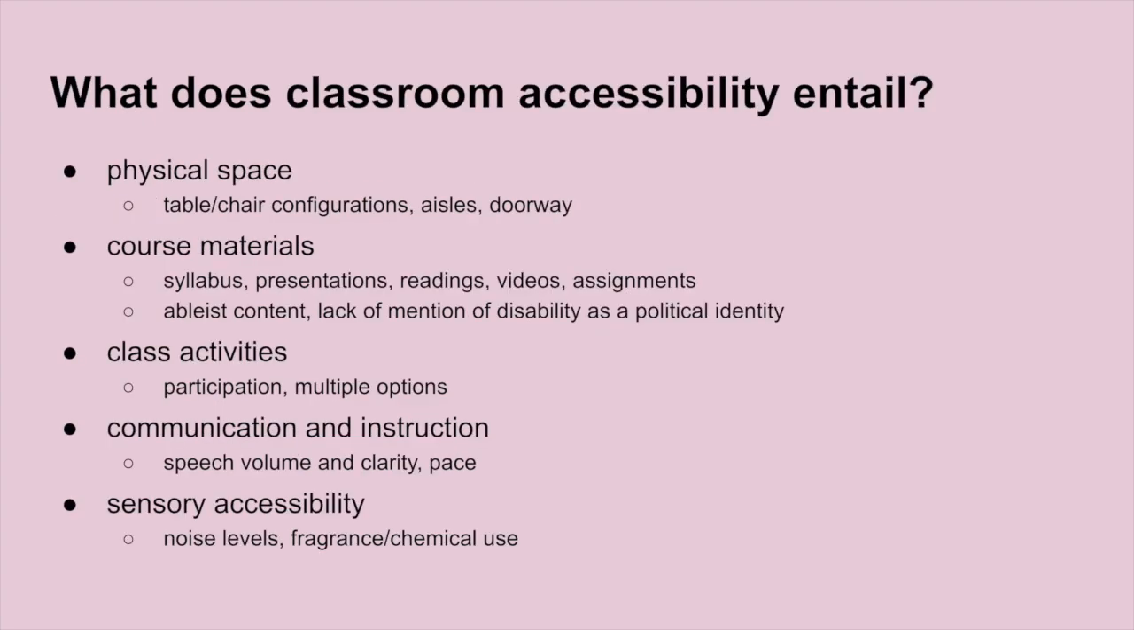Accessibility in the classroom refers to a lot of different things, including physical space, course materials, class activities, communication and instruction, and sensory accessibility. But we don't have time to cover all of these today, though we may in future presentations. The point is, classroom furniture configurations are just one small part of the big picture. Even if there is an accessible furniture configuration, other aspects of the classroom may still be inaccessible and also need addressing.